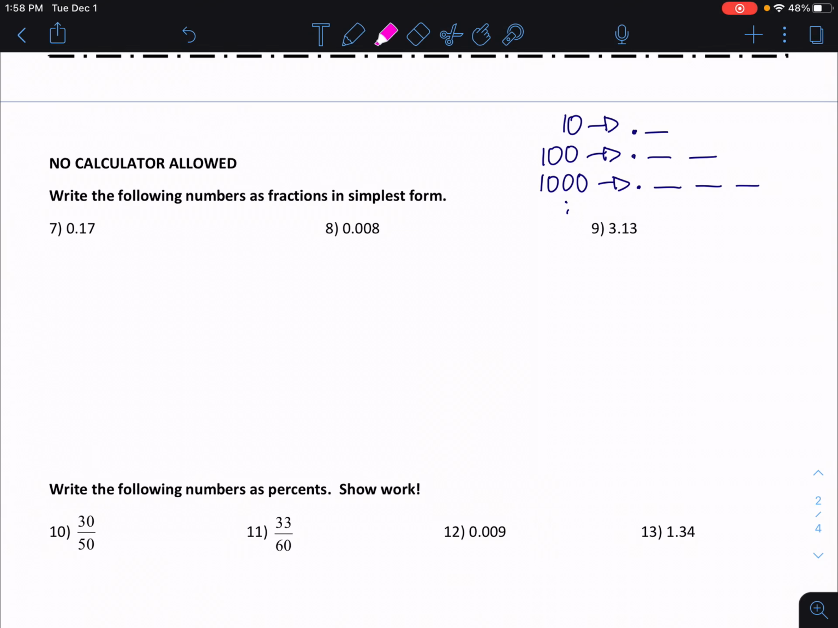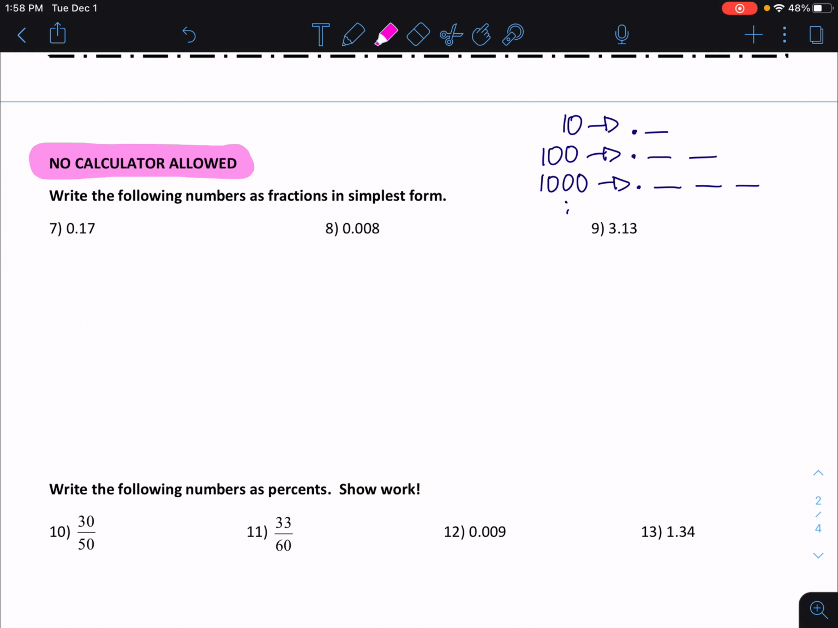All right, hey everyone, this is the non-calculator portion of your practice test. So we're gonna have some integrity here today, and we're gonna not use our calculator even though we're at home, okay? The first one, so 7, 8, and 9, we are going to be writing decimals as fractions.